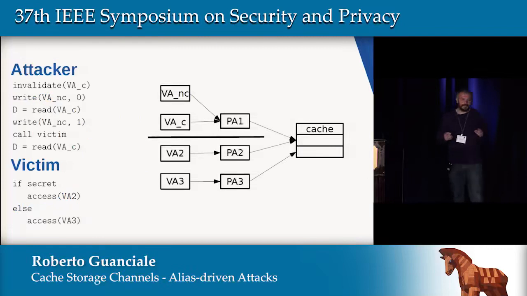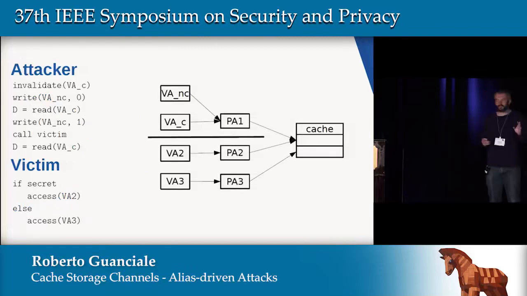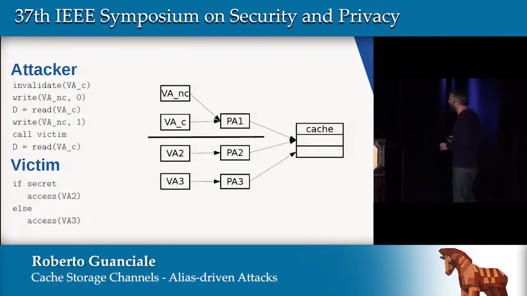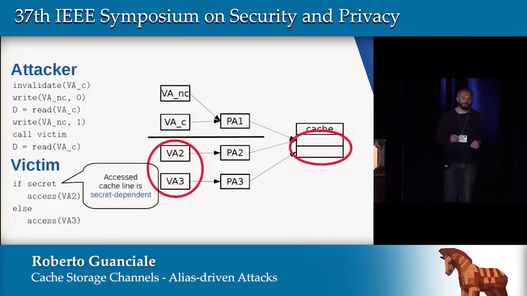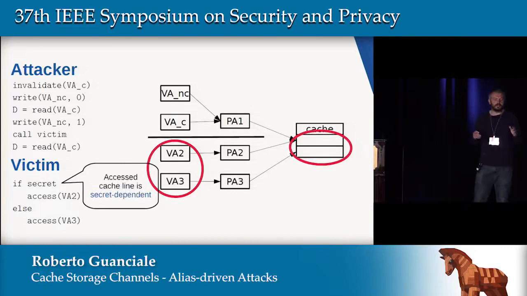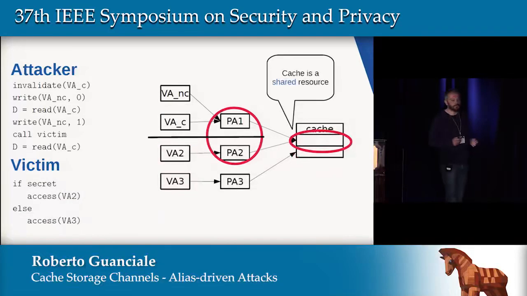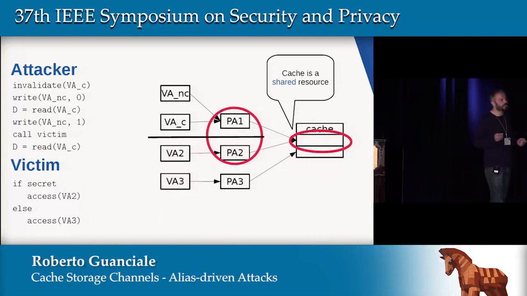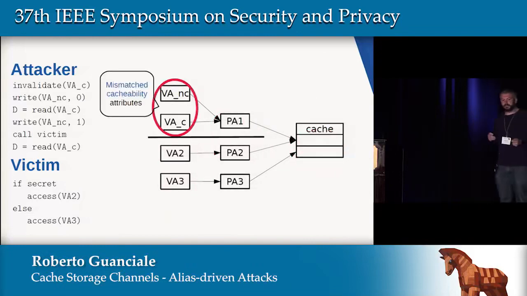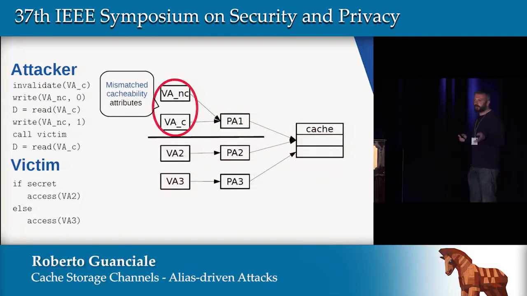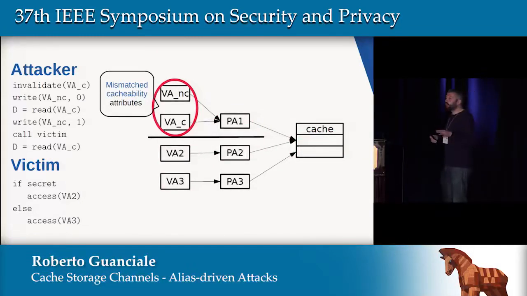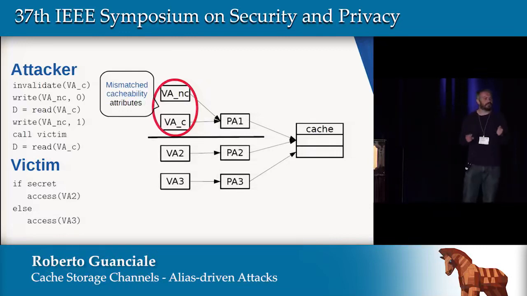Similarly, the same incoherent behavior can be used by an attacker to extract information from a victim. Here, the victim accesses two different cache lines depending on a secret variable. If the variable is 0, the victim accesses the first line. Otherwise, it accesses the second line. There is no shared memory here, but both the attacker and the victim share the cache. And the attacker now uses mismatched cacheability attributes over its own memory region to measure if there is some misbehavior of the cache, if the cache is exposing some incoherent behavior.